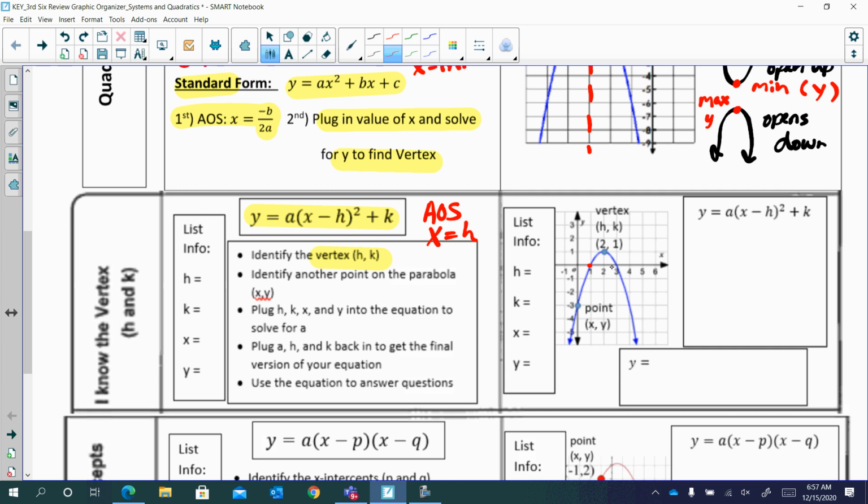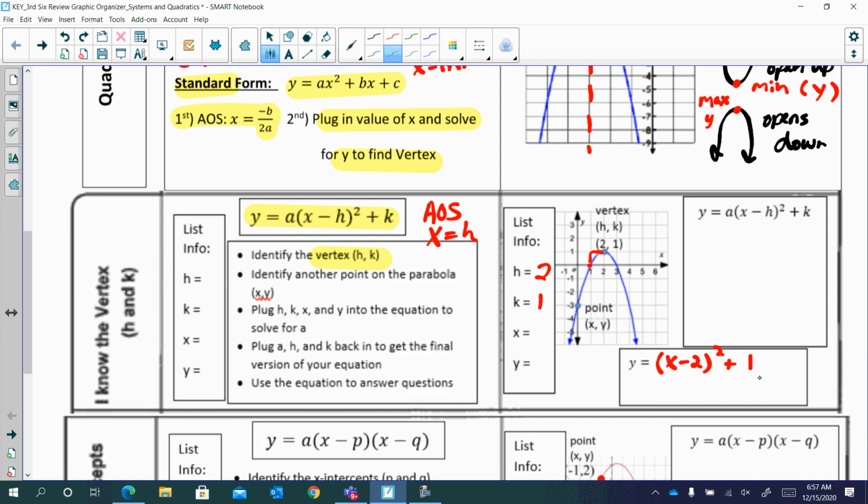I know the equation on this one because this is a 1-to-1. They gave me my h is 2, my k is 1. And I can see that I went over 1 and down 1. So this would be (x minus 2) squared, and then plus 1.